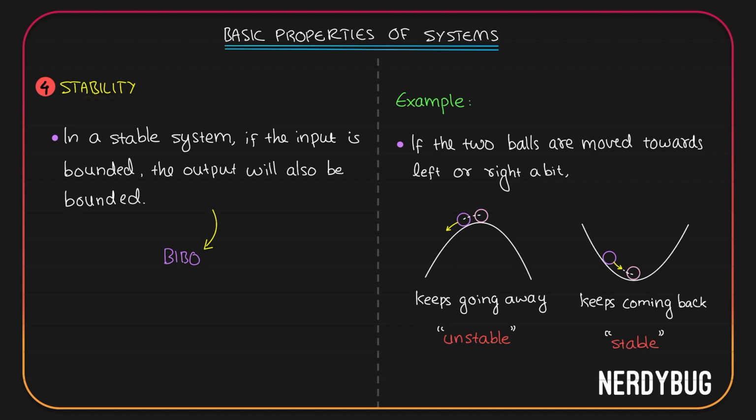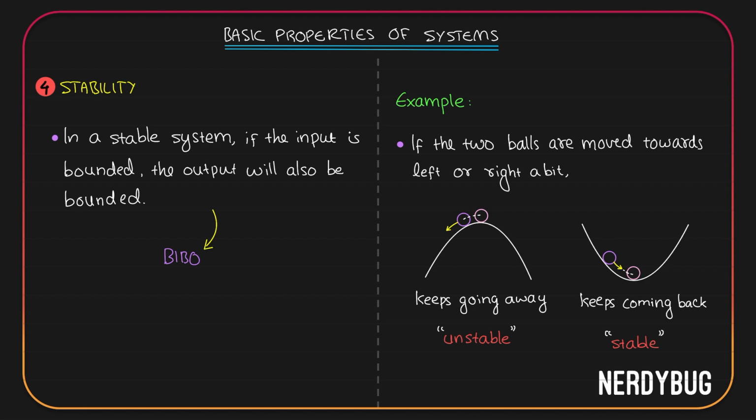The definition of a stable system is this: if the input is bounded, then the output will also be bounded. We can call this bounded input, bounded output, BIBO. Let's take a very simple example.